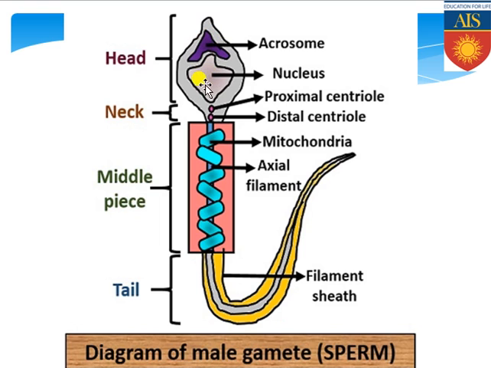After that, there is a conical, scimitar-shaped nucleus. Just below the nucleus, two types of centrioles are present: one is the proximal centriole, another one is the distal centriole. Out of these two centrioles, the distal centriole is responsible for producing the axis. This is the axis I am showing you in the figure, commonly known as the axoneme. This axoneme, or the central axis, is produced by the distal centriole.